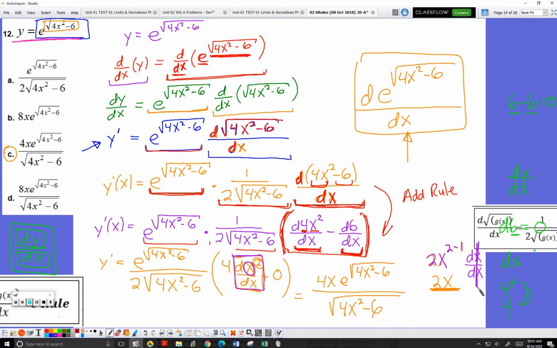So I had that. I just put everything together. So I've got a 2 here. I've got a 4 here. 2 times 4 is 8. But I also have a factor of 2 in the denominator, so that divides to make 4 in the numerator. That's the 4 here. The x is right there. I still had the e to the root thing. That's right there. And then I had the root in the bottom.